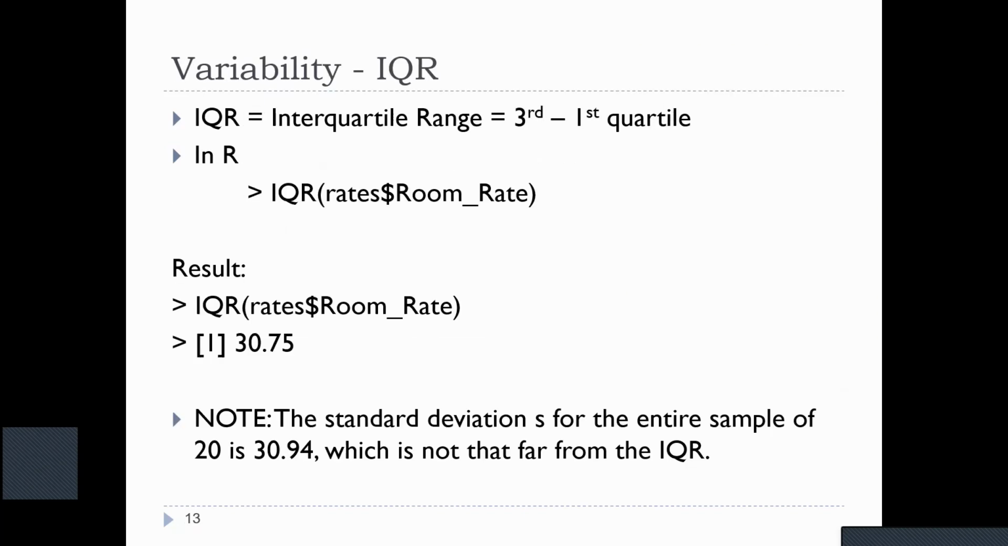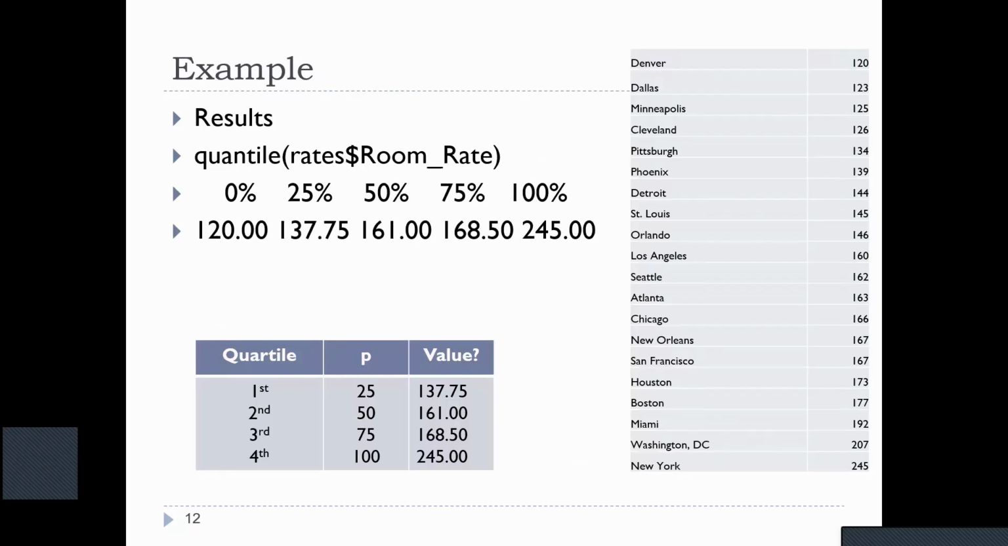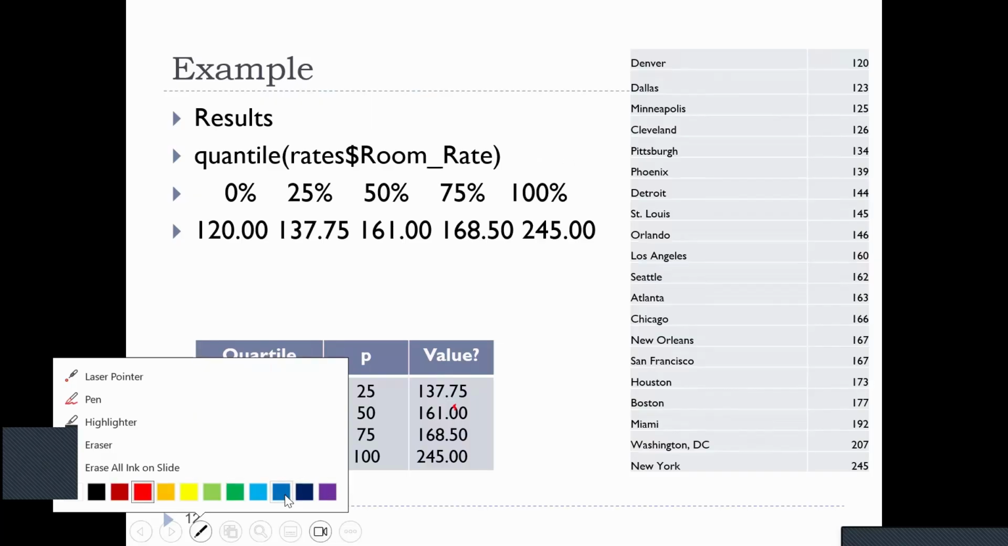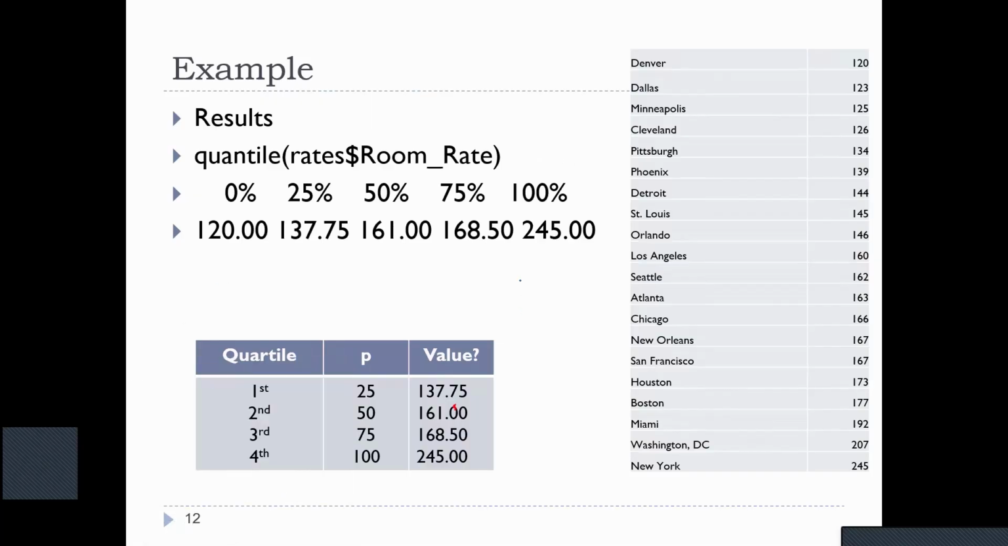So the variability measure is the interquartile range, which is the third minus the first quartile. Now, technically, we could do this by hand, so we could say 168.5 minus 137.75. So if you're doing it by hand, that's how you would calculate it.